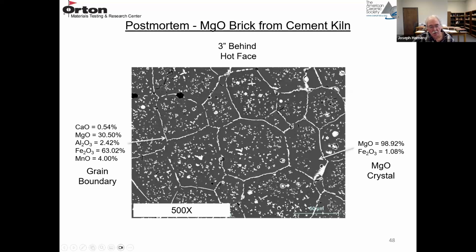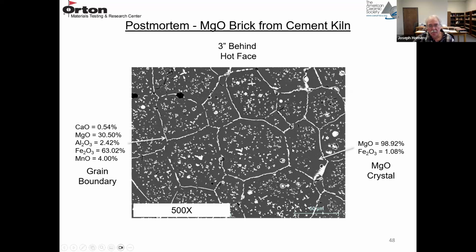And if you look at these coarser aggregates at a higher magnification, 500x, these are the individual MgO crystals, and the grain boundaries in this white color here. It's easy to see the crystals because of the grain boundaries, which contain a lot of iron. So the grain boundaries are rich in iron, more than 63% Fe2O3, and the balance primarily being MgO. And then the gray area is basically close to 100% MgO.